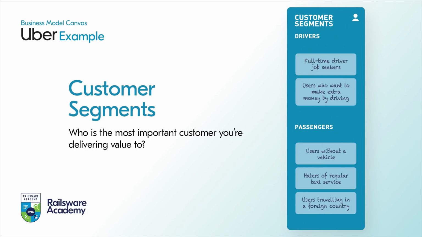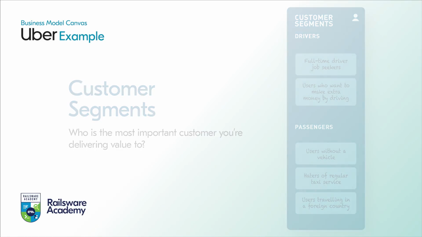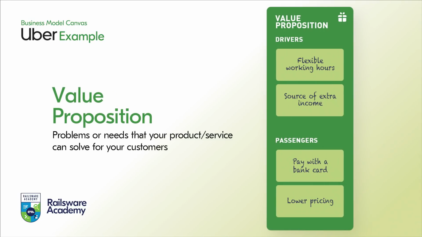For drivers, the first segment would be full-time driver job seekers and users who want to make extra money by driving. For passengers, those are the users without a vehicle, haters of regular taxi service, and users traveling in a foreign country. Each persona has a set of problems or needs that your product or service can solve. And that's what you need to specify in the value propositions section.